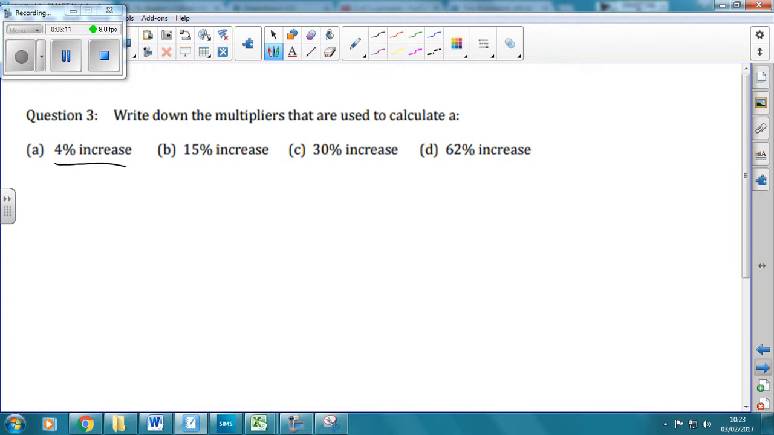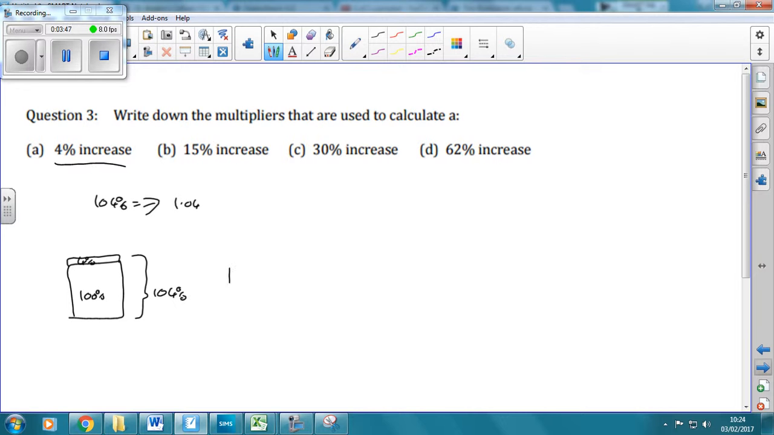If we're looking at a 4% increase, we always start off with 100%. So imagine a bar, and that bar is 100%. What we're going to do is increase that bar by 4%. So now the total, if we've increased it by 4%, is going to be 104%. So what we've got to do is work out what 104% is as a multiplier. 104%, if we divide by 100, is going to go to 1.04.